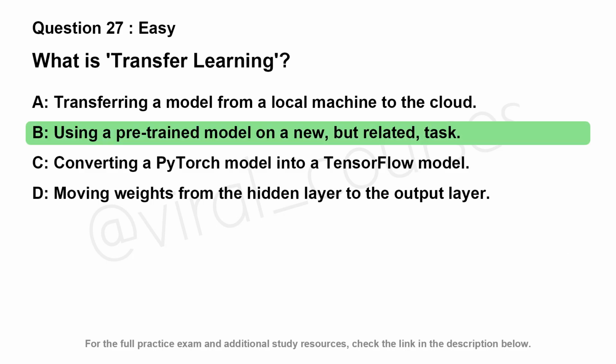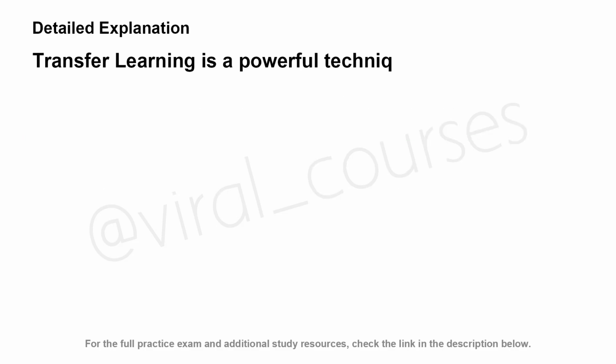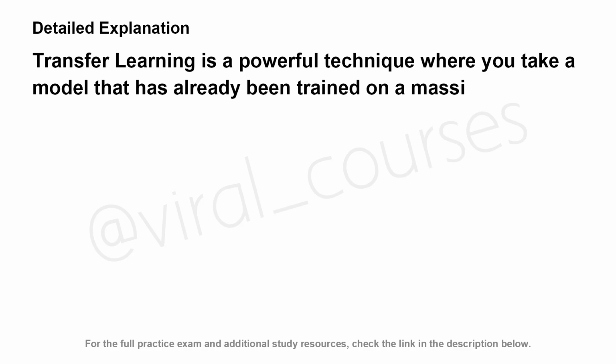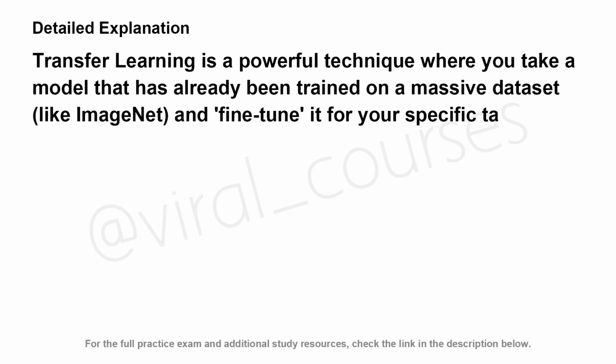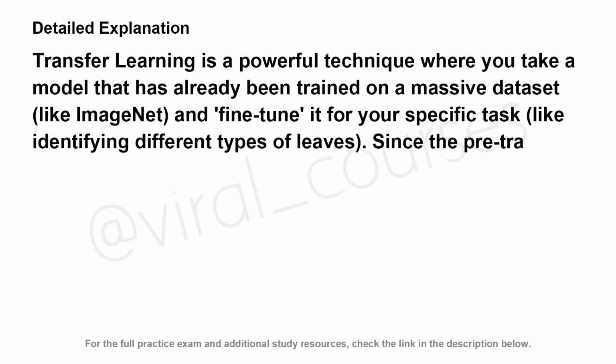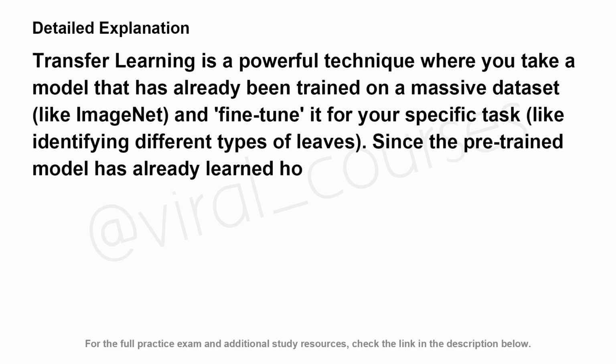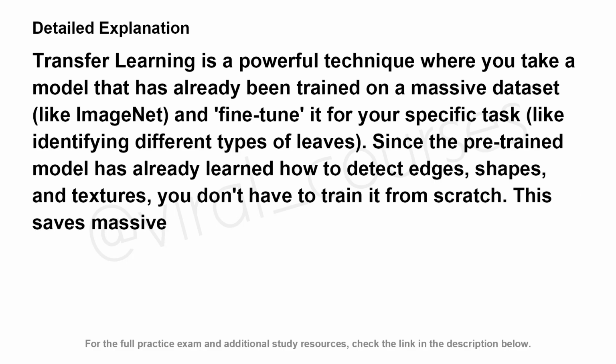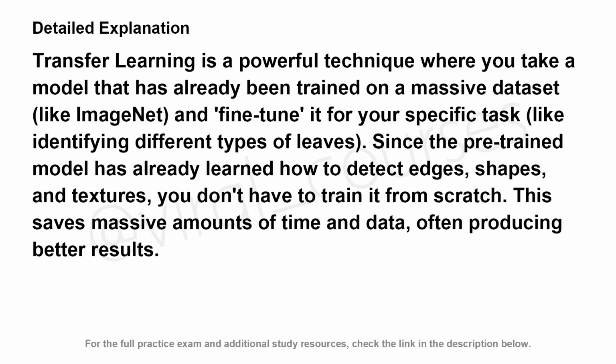The correct answer is B. Transfer learning is a powerful technique where you take a model that has already been trained on a massive dataset, like ImageNet, and fine-tune it for your specific task, like identifying different types of leaves. Since the pre-trained model has already learned how to detect edges, shapes, and textures, you don't have to train it from scratch. This saves massive amounts of time and data, often producing better results.